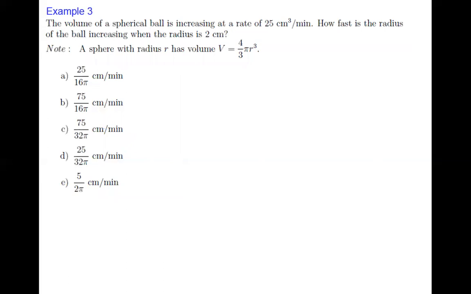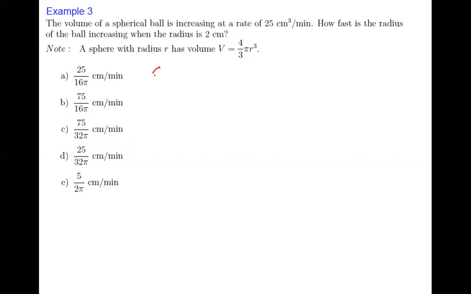Example number 3, the multiple choice. Another volume, but different shape. The volume of a spherical balloon is increasing at the rate of 25 cubic centimeters per minute. How fast is the radius of the ball increasing when the radius is 2 centimeters?